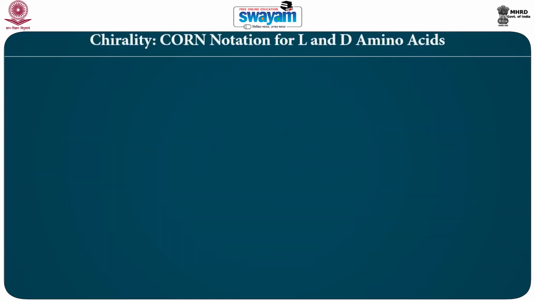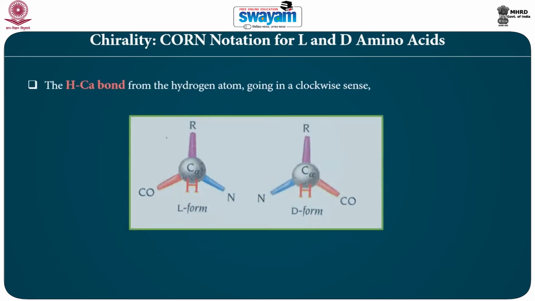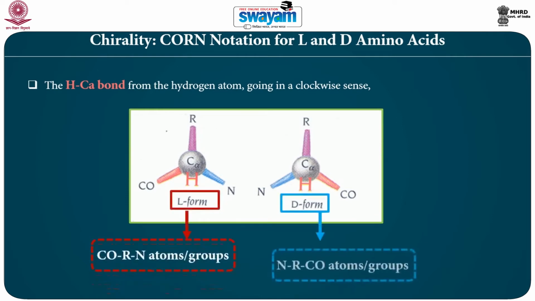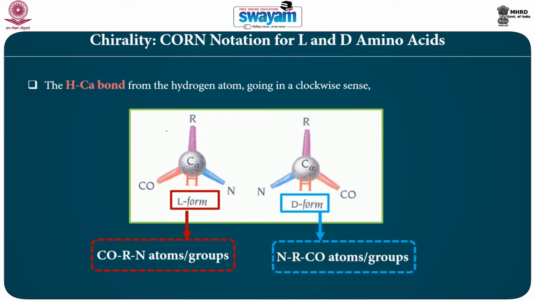There are various ways to understand the chirality of amino acids. One famous way is CORN, CORN notation for L and D amino acids. Look down from H to C alpha atom, the hydrogen atom to C alpha atom, and then look from left to right or in a clockwise sense.